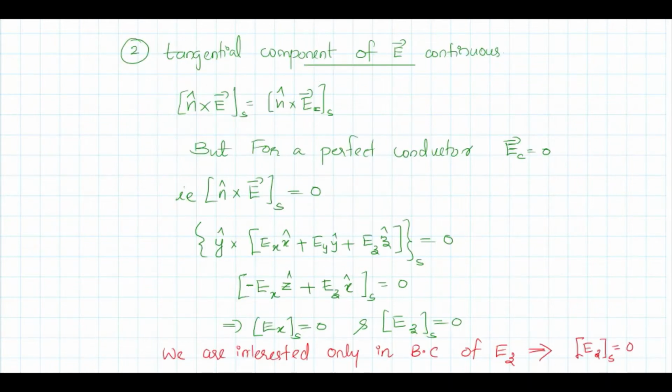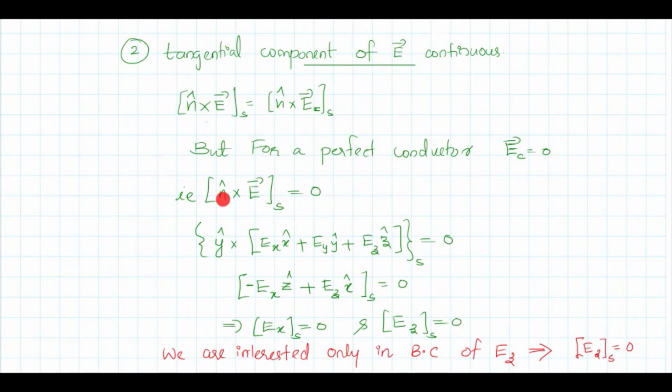Then consider the second boundary condition. The tangential component of electric field is continuous. What is the tangential component? N cap cross E. N cap dot E is the normal component, n cap cross E is the tangential component. At the surface, n cap cross E equals n cap cross E_C at the surface. Here E is the electric field in the dielectric medium, and E_C is the electric field in the conducting medium. Again, for a perfect conductor, E_C is 0. So the right hand side becomes 0. N cap cross E at surface is equal to 0.